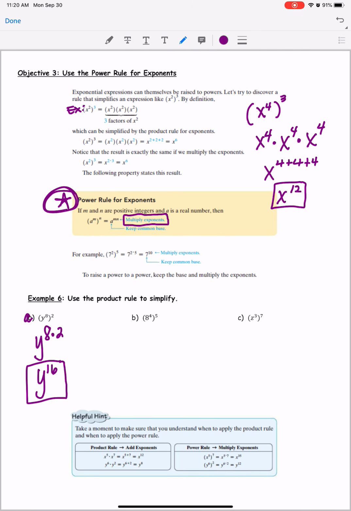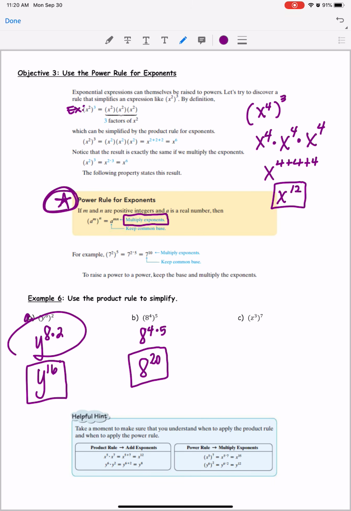Here, 8 to the 4th all to the 5th power. So we are doing 4 times 5. So I get 8 to the 20th power. Now this is another one where you have a number to a number exponent. We need to put this in our calculator to get an actual answer. But this is going to be a huge number, so we'll just leave that.